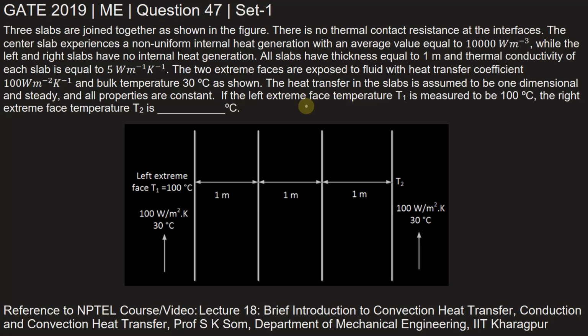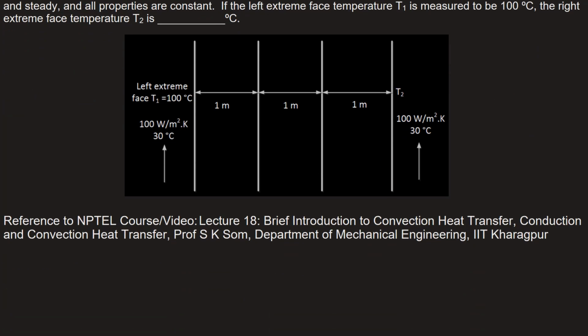If the left extreme face temperature T1 is measured to be 100 degrees Celsius, the right extreme face temperature T2 in degrees Celsius is what? So we need to find this T2, the surface temperature at the right side, or the right extreme surface temperature. Let's see the concept behind this problem.